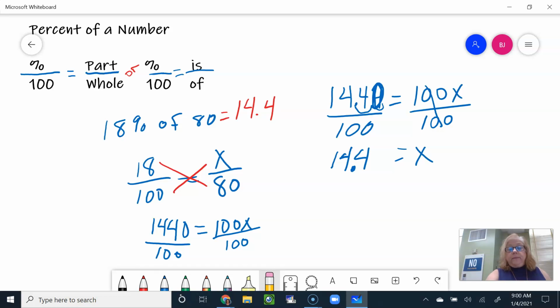Let's try a different one. Let me erase this. Let's try a different one.